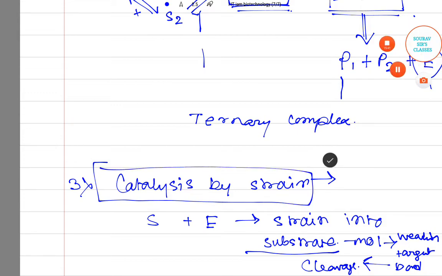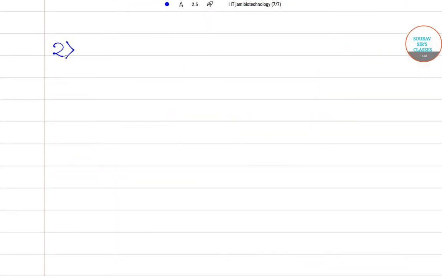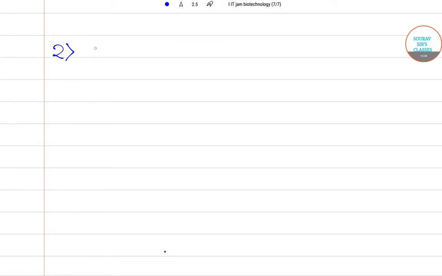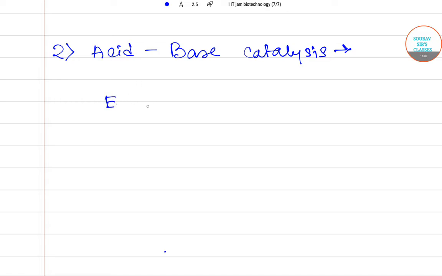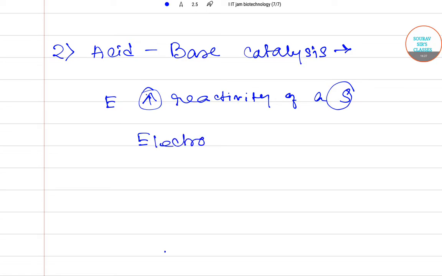Now the third one is done, and the second mechanism for the decrease in activation energy is acid-base catalysis. Now what is acid-base catalysis? It is when an acid and base act as a catalyst. So let's see what acid-base catalysis is. When an enzyme increases the reactivity of a substrate, this happens by increasing the electrophilic or the nucleophilic character.